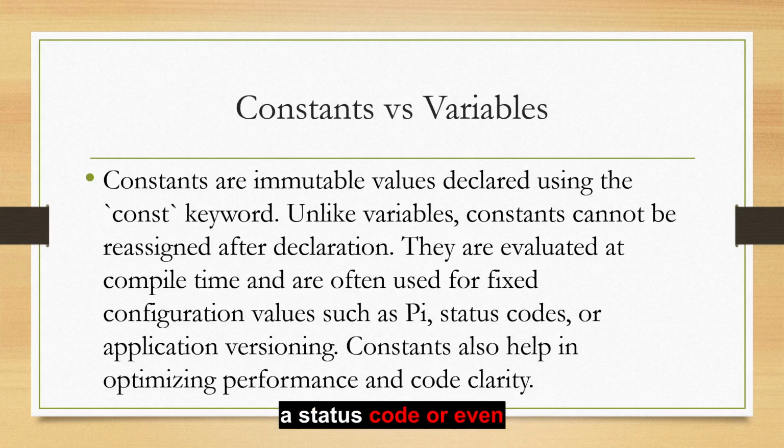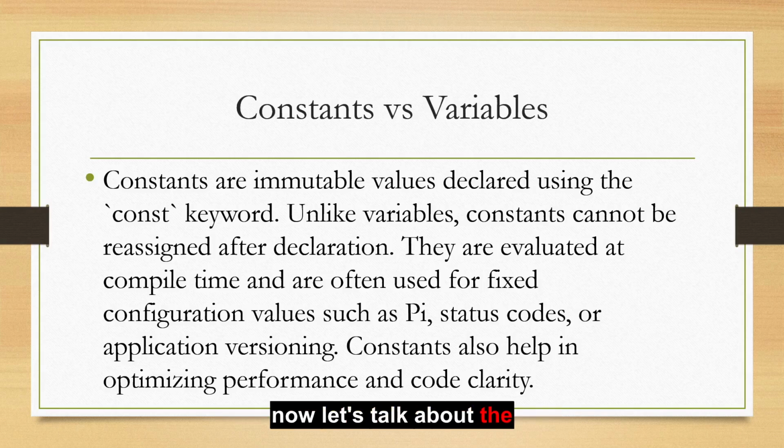Similarly, things like a status code or even the version of your app are constants. So here's the cool part. Constants are evaluated at compile time. That means when your Go program is being converted into machine code, the value is already locked in and doesn't need to be recalculated while the program is running. This makes the program faster as no extra time is spent on this value.